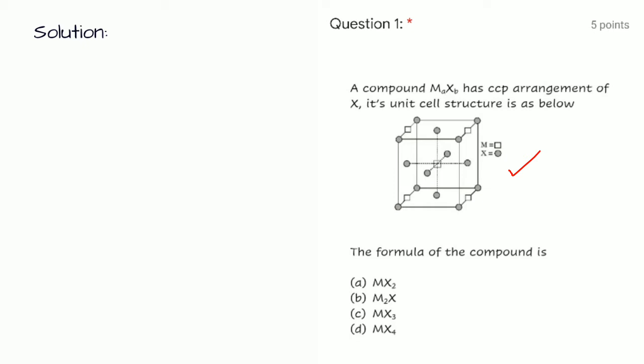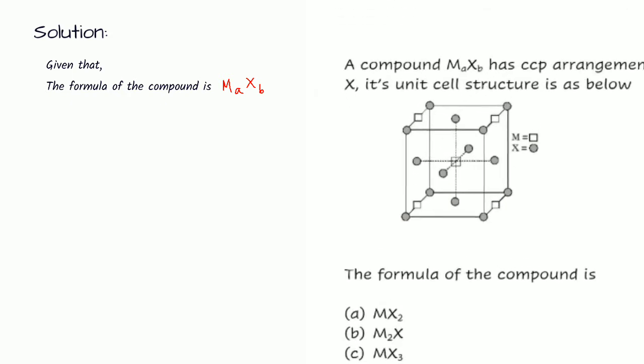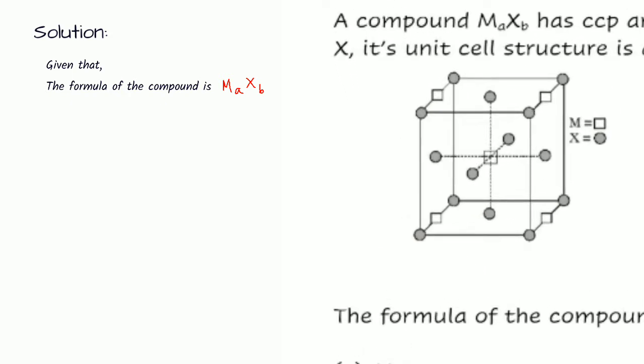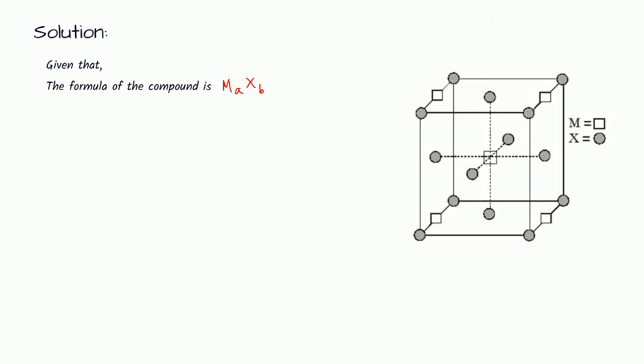Understand? Now in the second step, you have to write the given data. Here it is given that the compound is MaXb. Now let us concentrate on the given unit cell structure to find the formula of the unit cell first. Then using that, we can find the formula of the compound, because the formula of the compound is the same as the formula of the unit cell in case of crystalline solids.